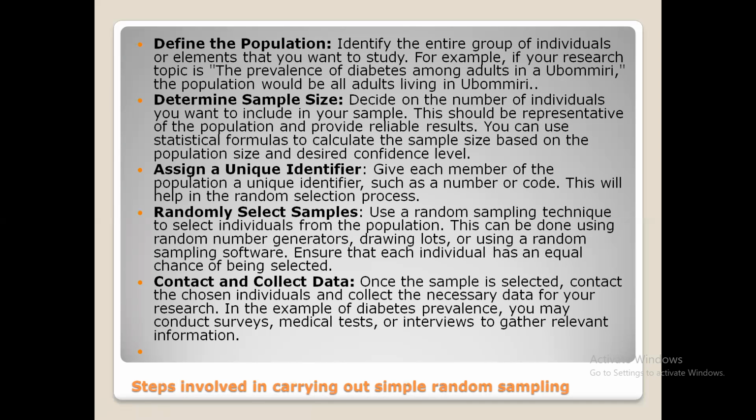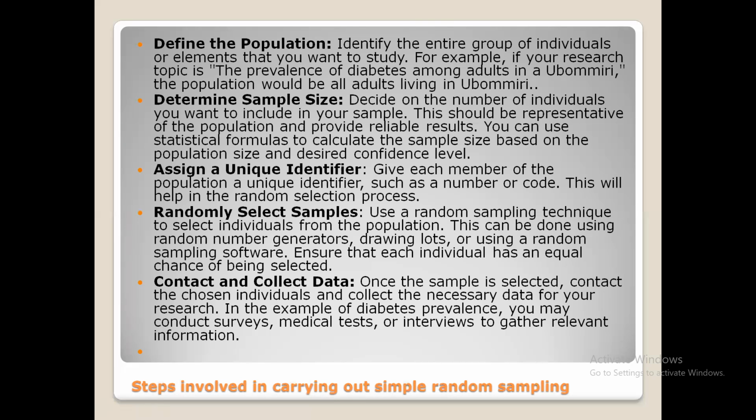Then what's the next thing you would have to do? You will assign a unique identifier or number to every member of that population. Let's say there are 500 adult women you are interested to study in Obommiri. You are going to give them number 1, number 2, until 500. This number or code will help in the random selection process. Now, you randomly select the individuals that will be in the sample from that population you have numbered. This can be done by using random number generators or drawing lots.